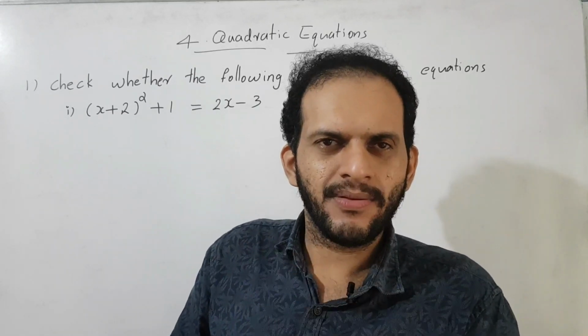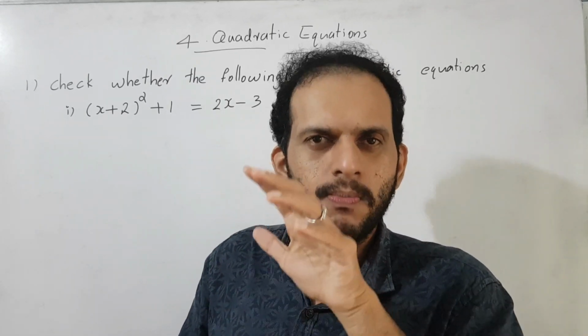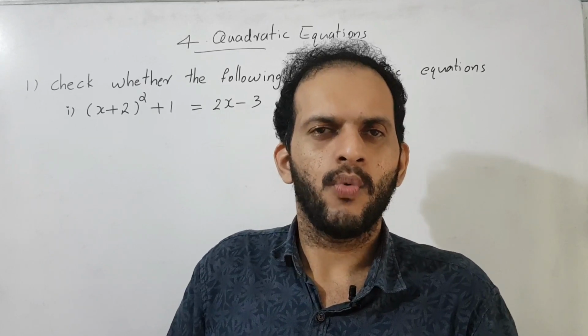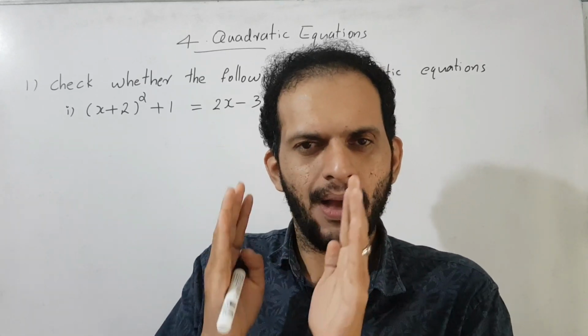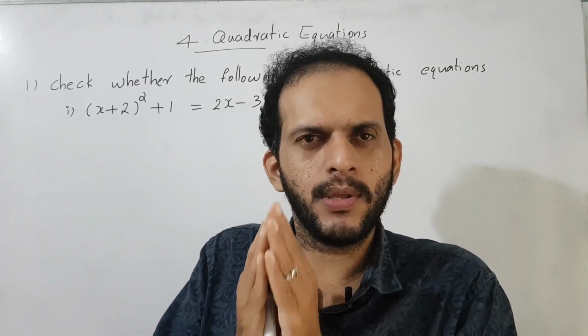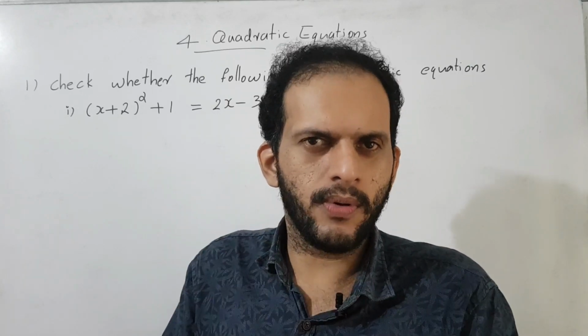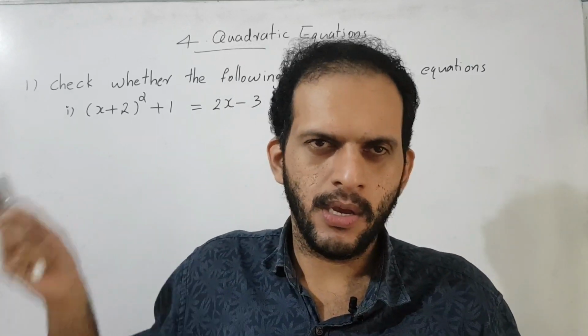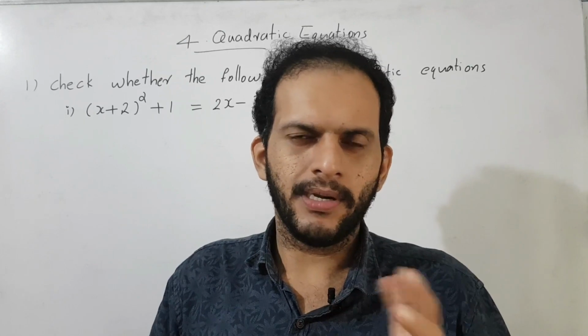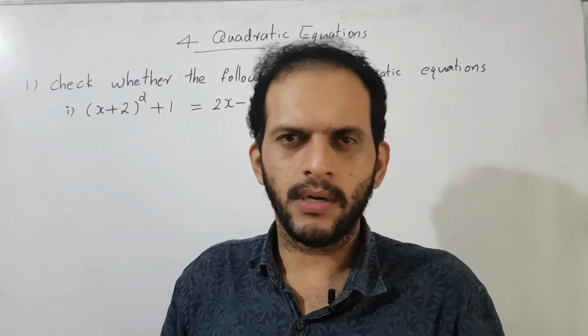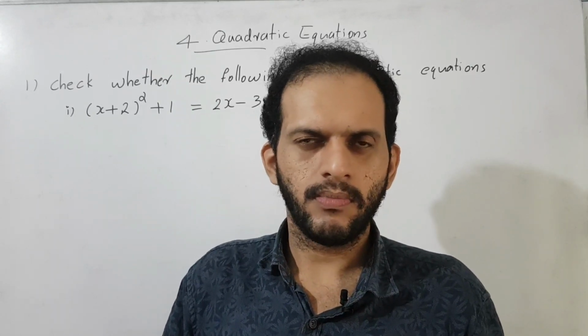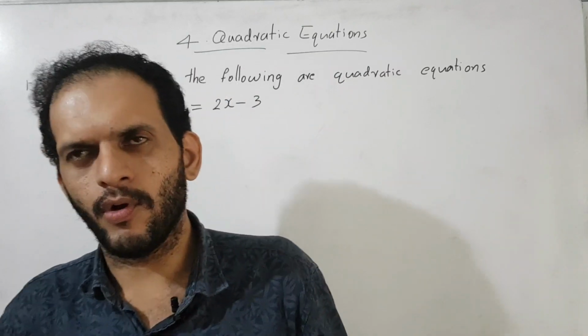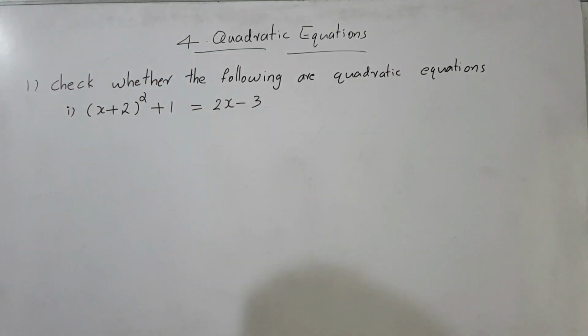Sometimes an x term or the constant is missing, but if we get an equation where the highest power of the variable is 2 and it is in the form equal to 0, then also it is a quadratic equation. If any term is missing, we know how to add the term. We learned that, correct? So here we check the equation. The equation is x plus 2 whole square plus 1 is equal to 2x minus 3.